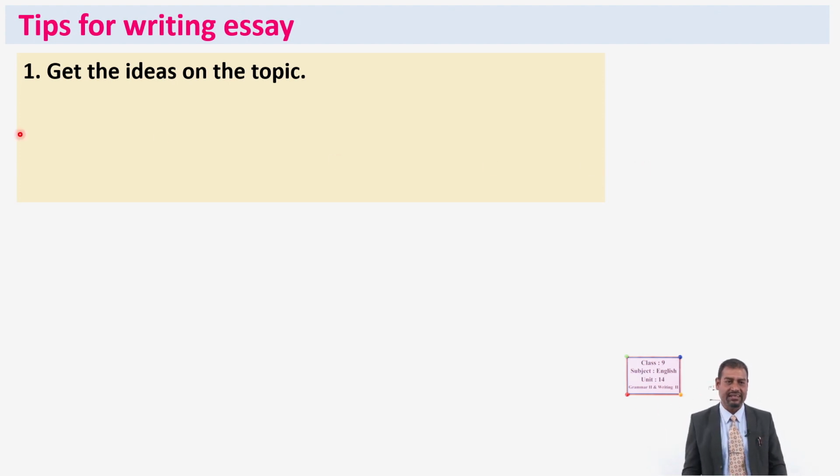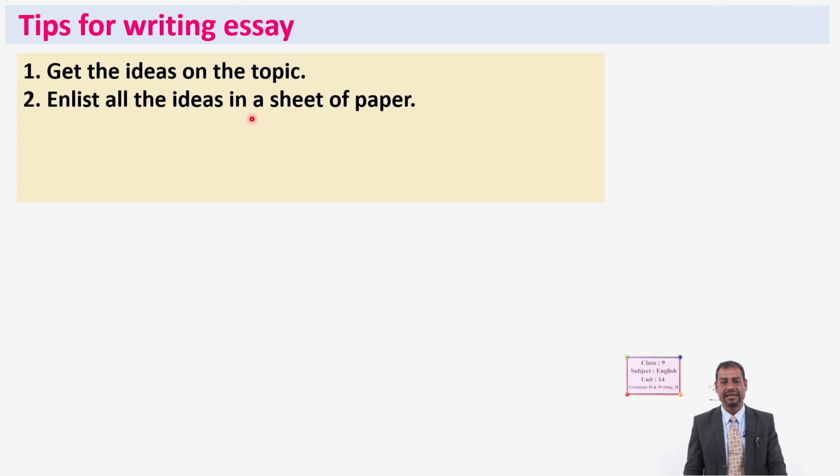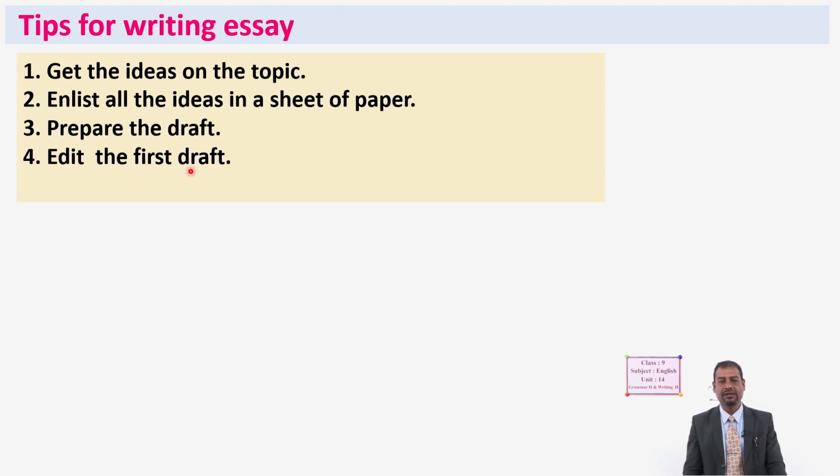to write an essay. So first of all, you have to get the ideas on the topic. So what does it mean? I will make you practice later. Okay, get the ideas on the topic, then enlist all the ideas in a sheet of paper. After that, prepare the draft. You have to write first writing of the essay. Then you have to edit the first draft. You can find out the mistakes, you can correct, you can add your ideas, you can omit your ideas, these things you can do in this step. And finally, write the final essay.